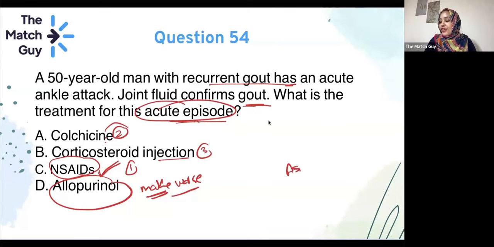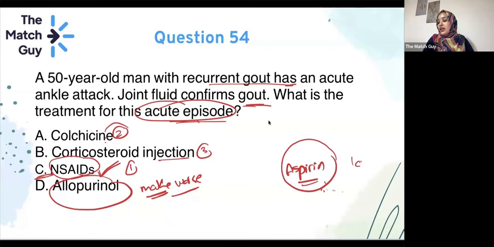You want to avoid aspirin in an acute attack. So you can give NSAIDs, but you don't give aspirin in an acute attack. Why? Because aspirin in low doses competes with uric acid for the excretion receptor on the kidneys. It's going to reduce the excretion of uric acid because it competitively binds the receptor, the channel there. In high doses, it doesn't do that, but still, just avoid it in general.